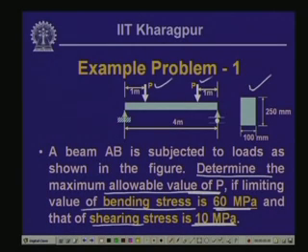Now, please note over here that you will have to find out the maximum value of P in such a way that the bending stress does not exceed the allowable limit and consequently the shearing stress also does not exceed the allowable limit. So, you will have to satisfy both the criteria, and satisfying both the criteria you will have to prescribe how much load you can apply in this particular form so that the stresses are not exceeded.